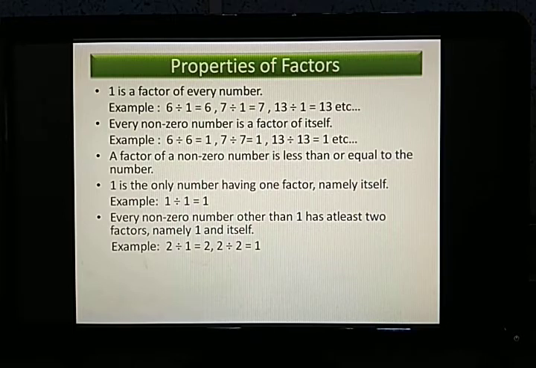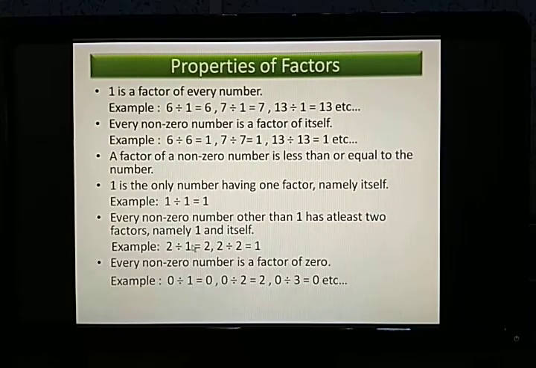Other than that, that number itself will be a factor of it. Clear? Just like here you can see 2 is a factor of 2 itself. Other than that, 1 is also a factor of 2. Clear?